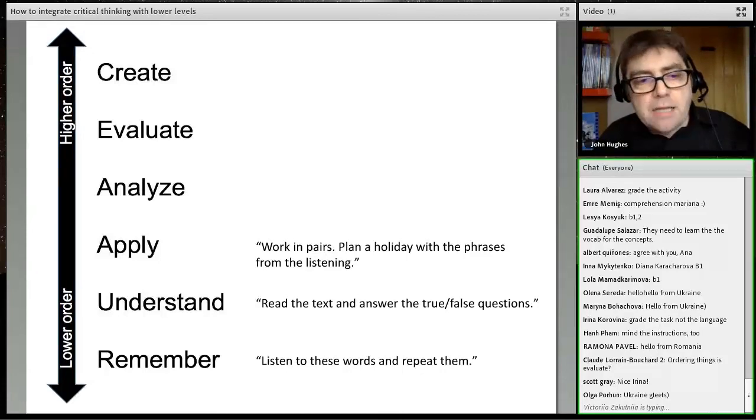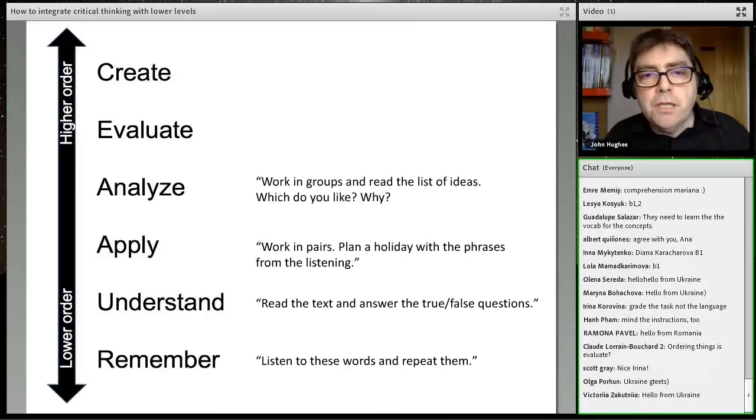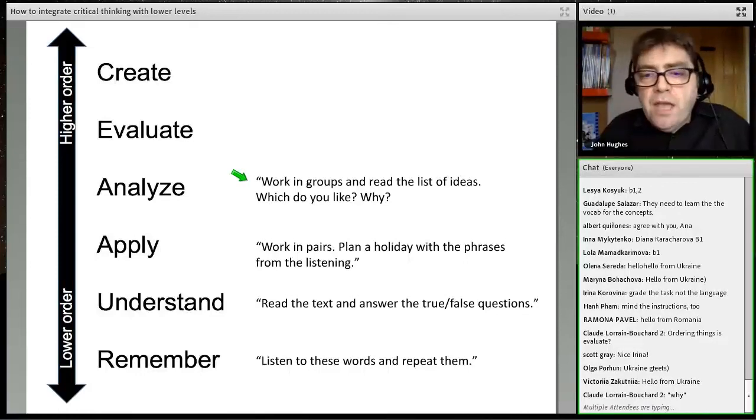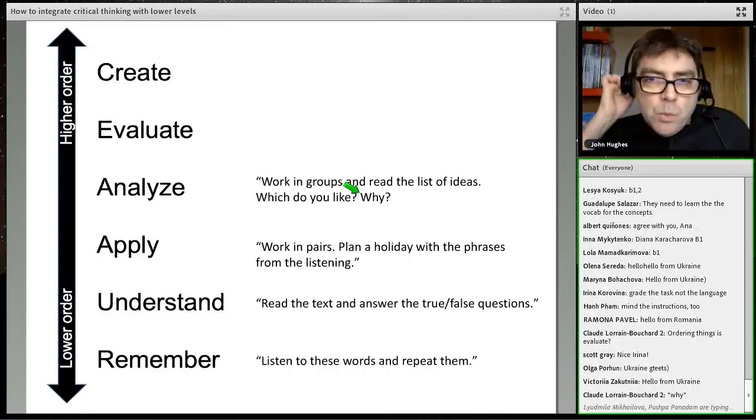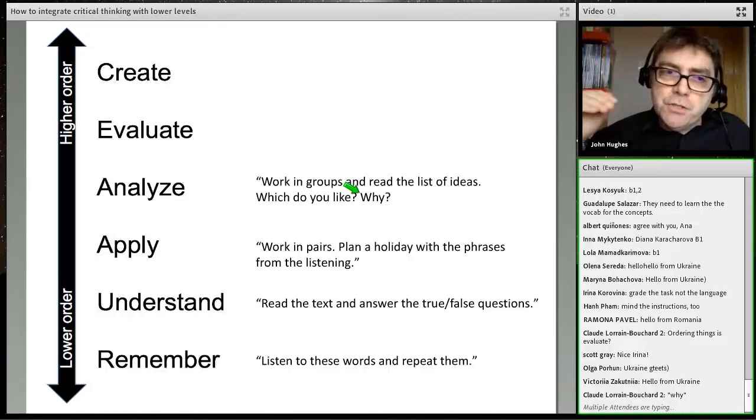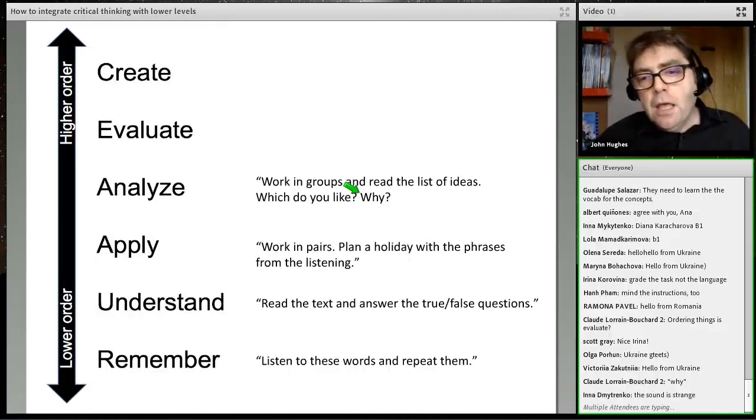So what would that task be? A teacher might say, work in groups, read a list of ideas on a topic. It could be any topic. Which do you like and why? Now this language here, this is still low level language. It's probably A1, A2 language. And the important word there is why, as Claude has just said. Why is the key word, because we start pushing the students into the higher order thinking and into analysis.